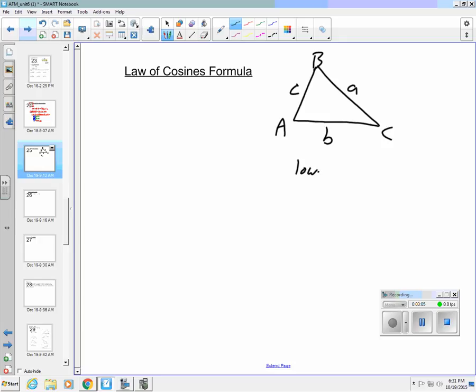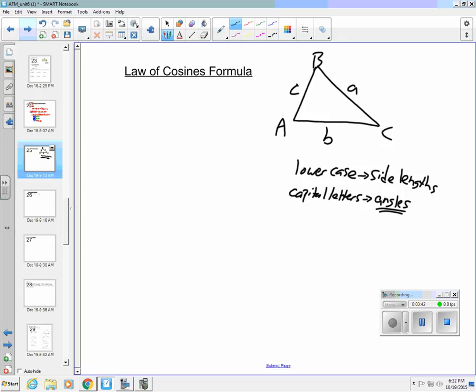So lowercase letters represent side lengths, and capital letters are going to be used to represent angles in these formulas. So that's just a note about notation. It's the same way we do law of sines, and most things we'll do with trig, you'll see that same convention used where capital letters are angles and lowercase letters represent side lengths.